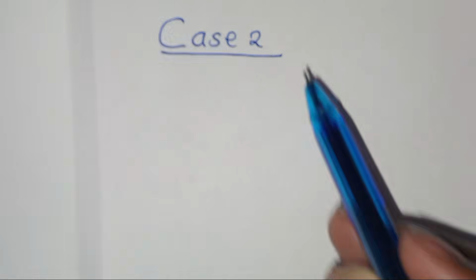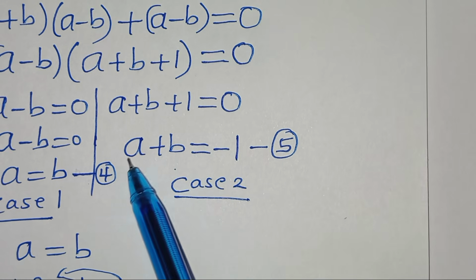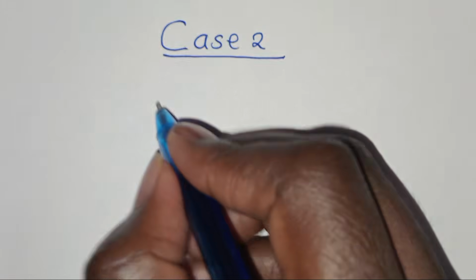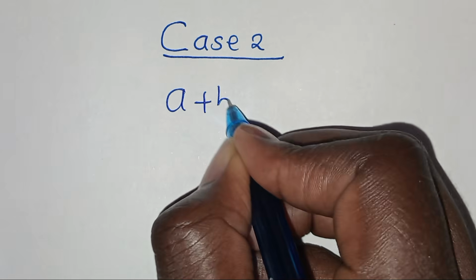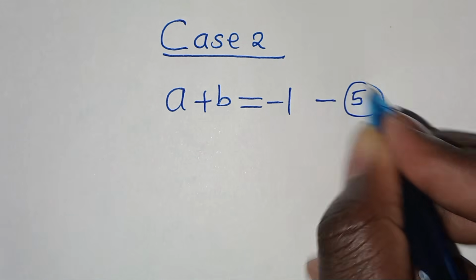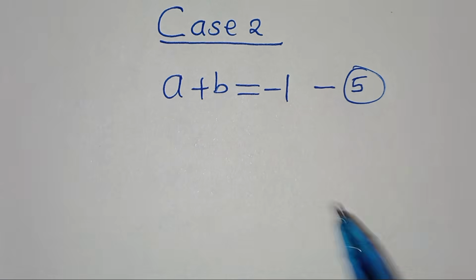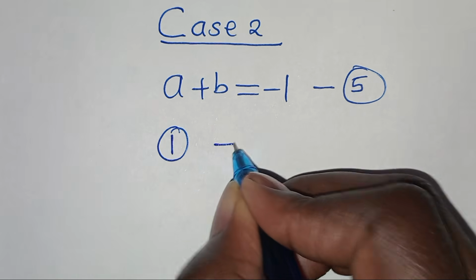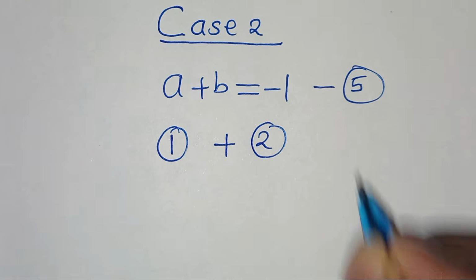Now in case 2, from equation 5a, a plus b is equal to minus 1. We have a plus b equal to minus 1. This is equation 5. Now, the next step from here is to add equation 1 plus equation 2.